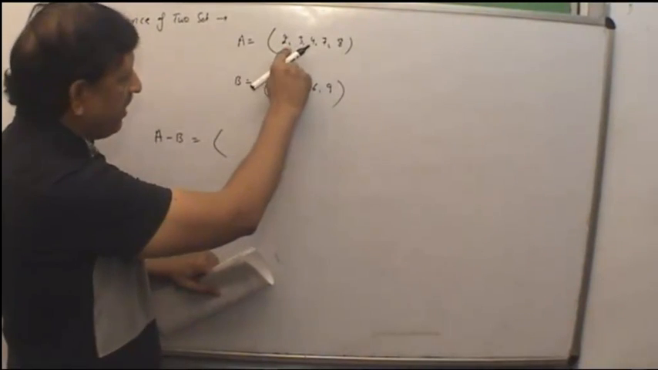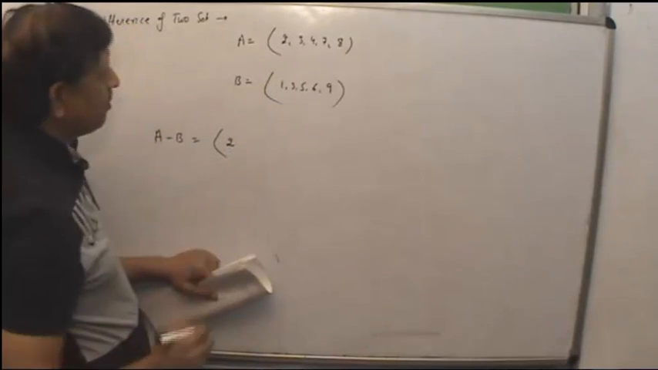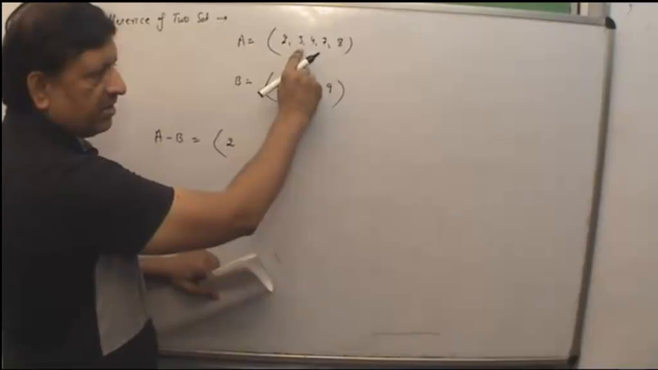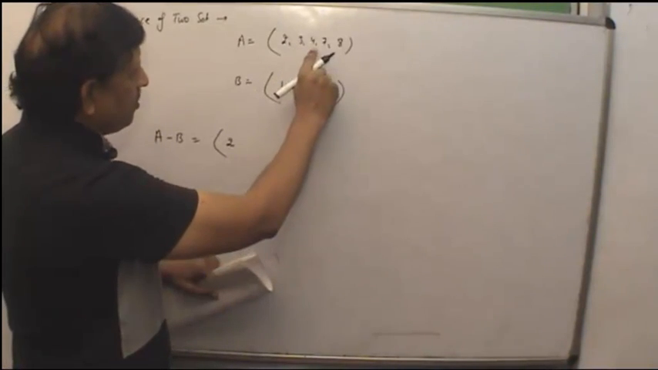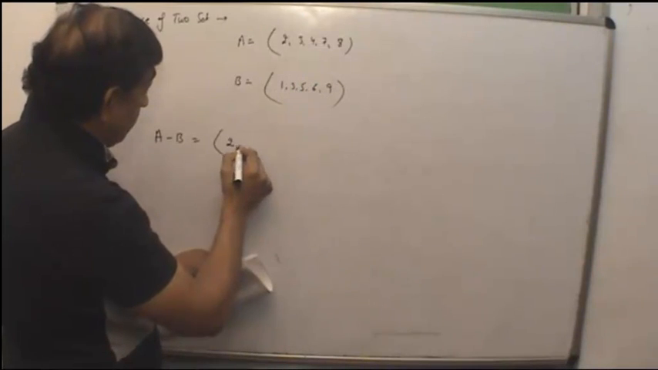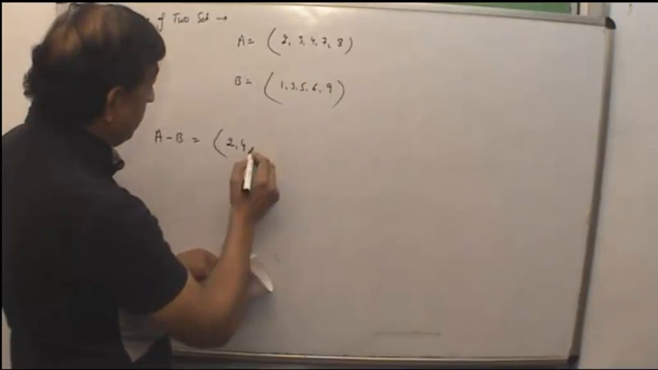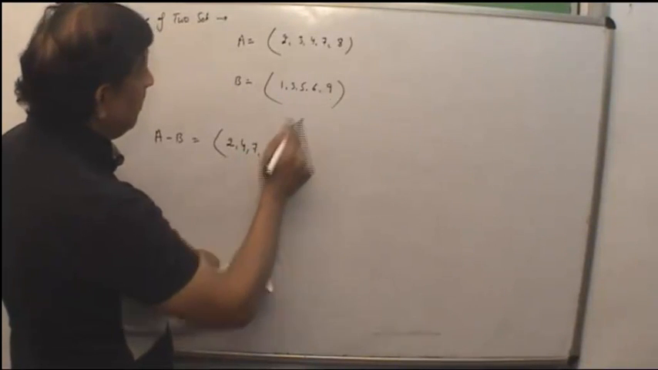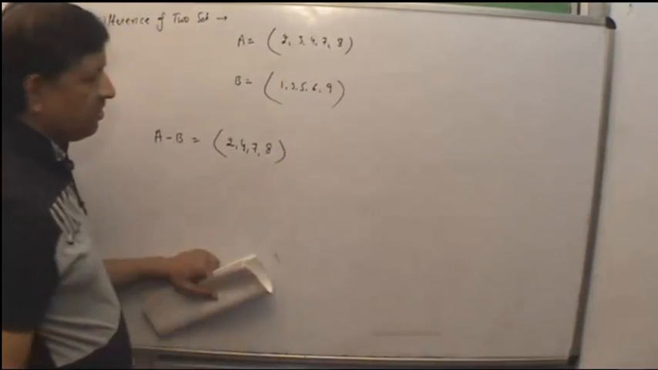2 is present here, but 2 is not present here. So we write 2. 3 is present here, 3 is also present here. We can't consider it. 4 is present here, 4 is not present here. So 4. Then 7 is present here, not present here. Then 8 is present here, but not present here. It is A minus B.